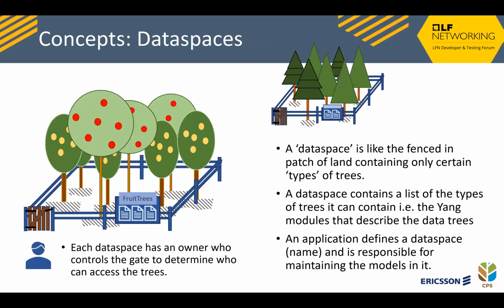We also talk about data spaces. A data space is like a ring-fenced area where somebody owns it and they control access to it. They control what kind of trees can be planted there. The trees are described by these YANG models that I described earlier, so they will describe the types of trees. You can think of that just to push that allegory. Any application can define their own data space name and maintain it, and is responsible for it and for the models that it can contain.